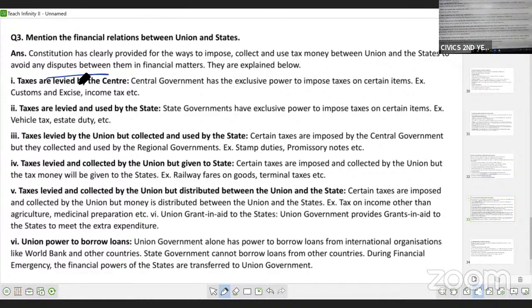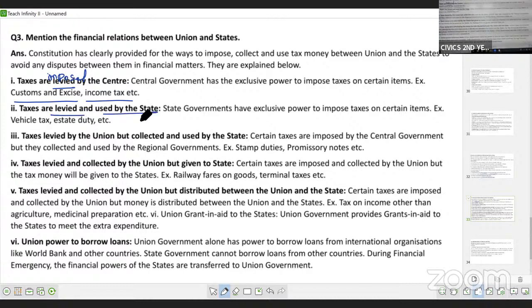Okay, the first one is taxes levied by the center. Here levied means imposed. If you can't remember levied, you can write imposed. No problem at all. So taxes levied by center means only the central government has the power to impose some taxes like customs and excise duty, income tax. The central government will decide it and impose it.